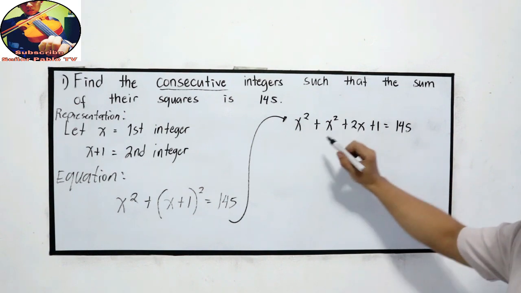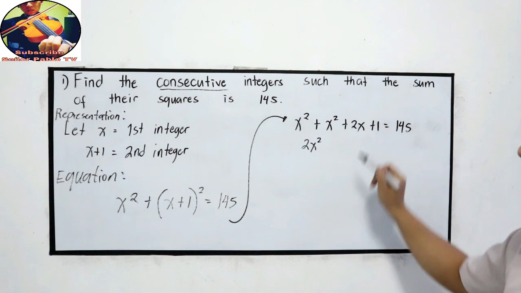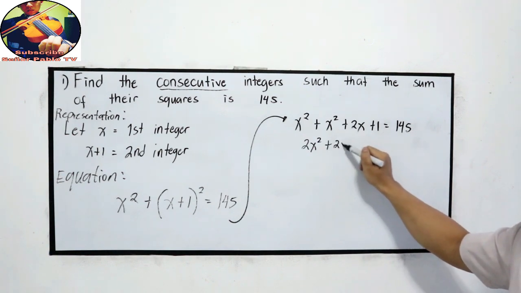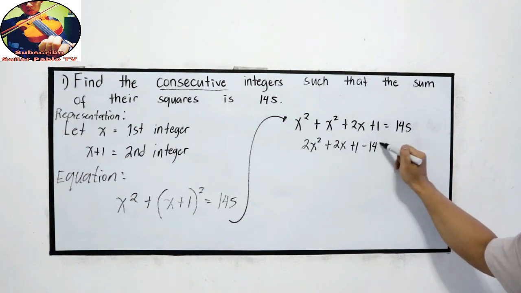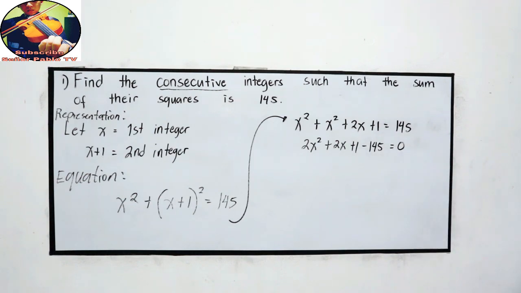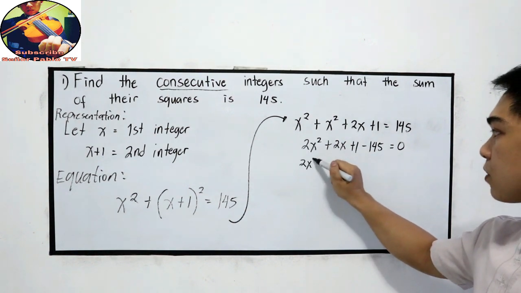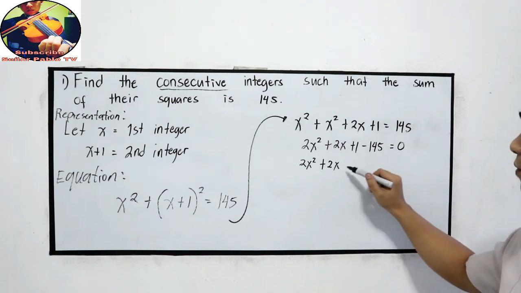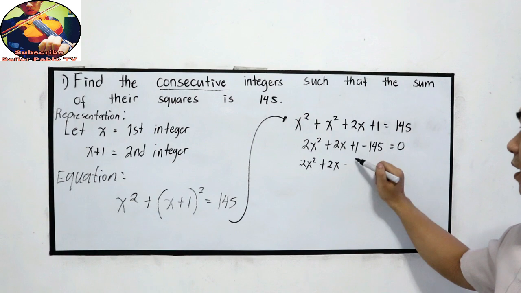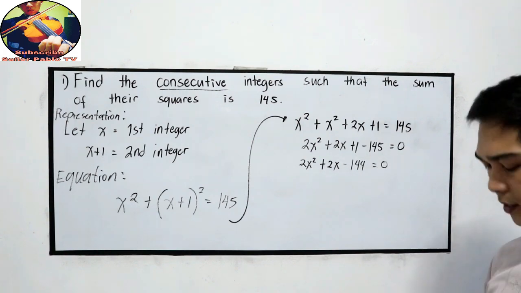Now, combine like terms. x squared plus x squared, that is 2x squared, plus 2x plus 1. Transpose natin negative 145, is equal to 0. So 2x squared plus 2x, 1 minus 145, negative 144, is equal to 0.